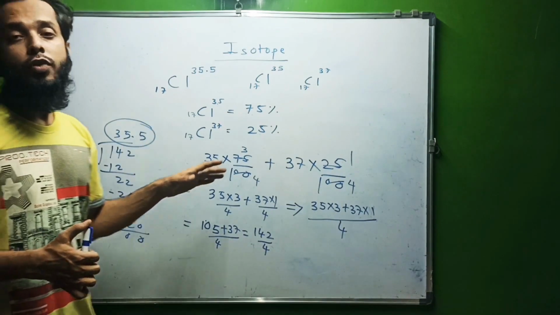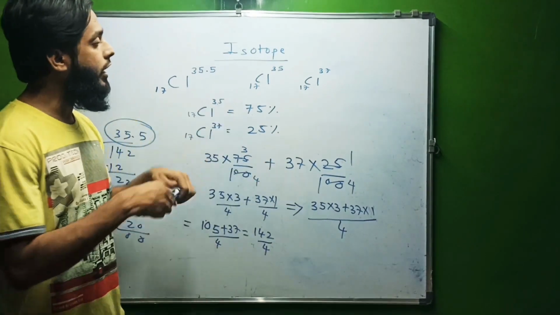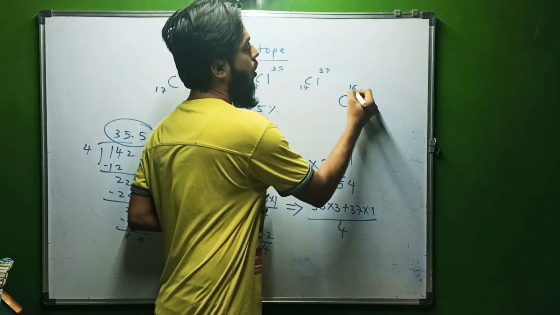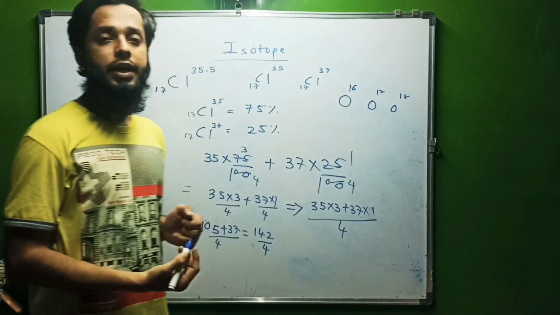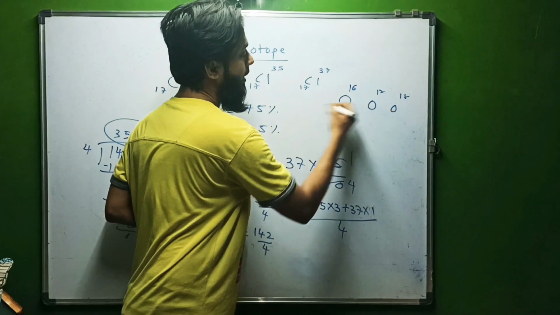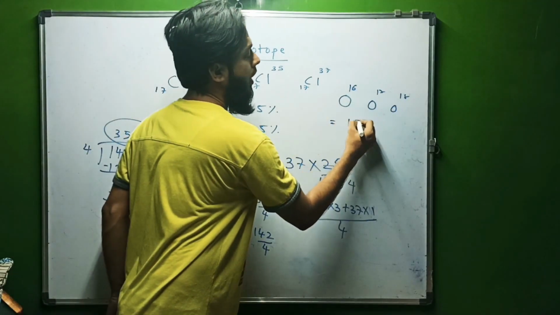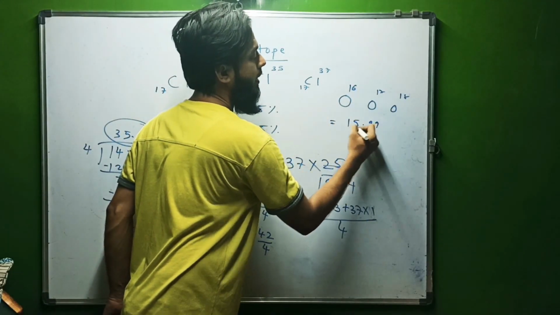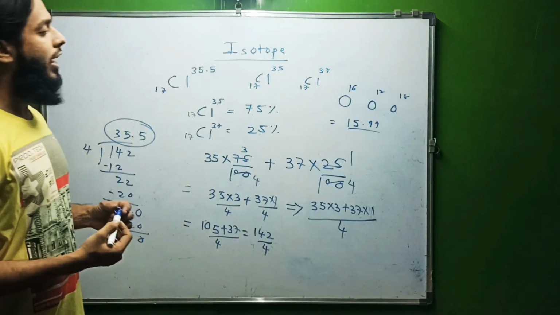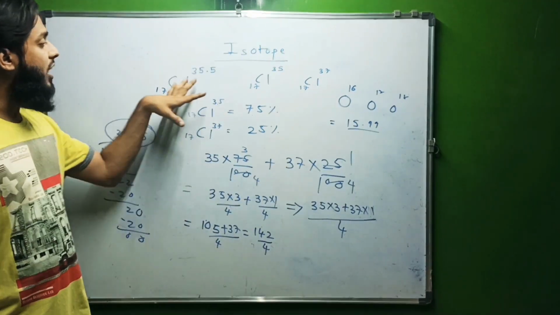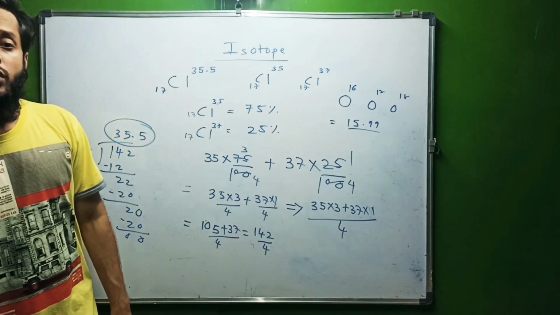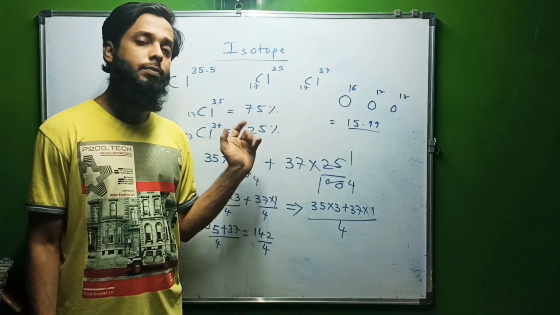And the same type of calculation is present for oxygen, oxygen 16, 17, 18. So we take the percentages and then we do the calculation. So the answer is 15.99 something, so we write it as 16. But if it is exactly a half, like chlorine, it is 35.5. So this was about isotopic average mass.